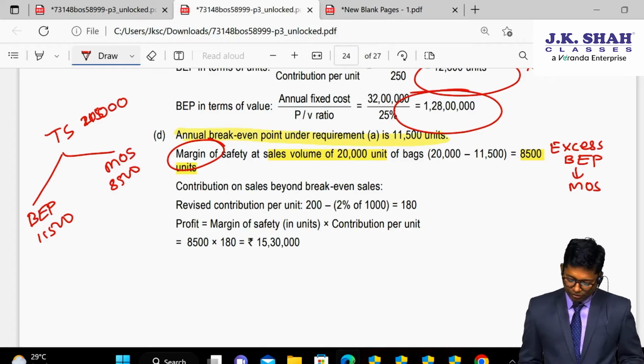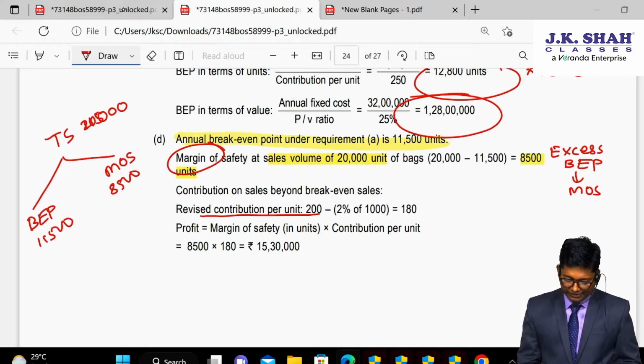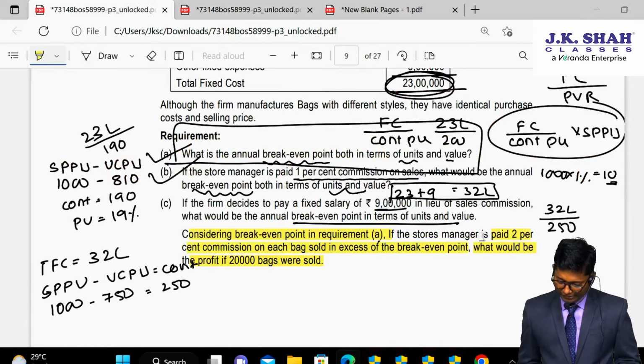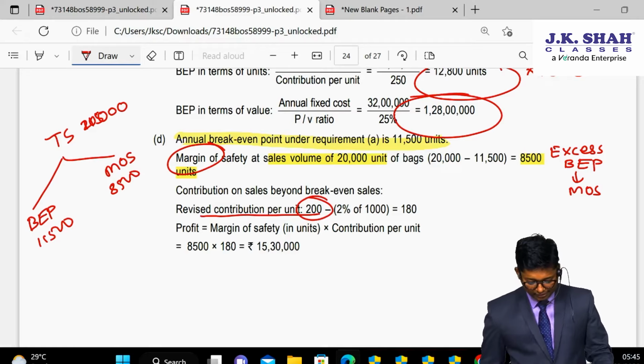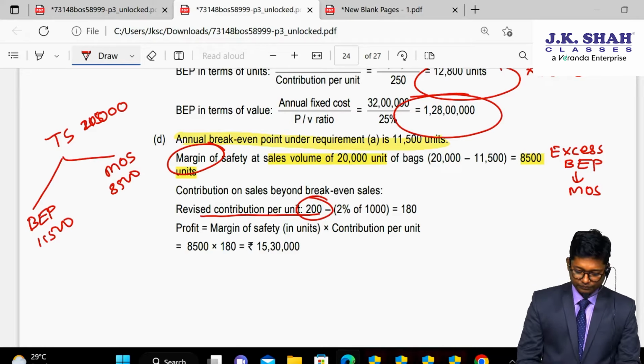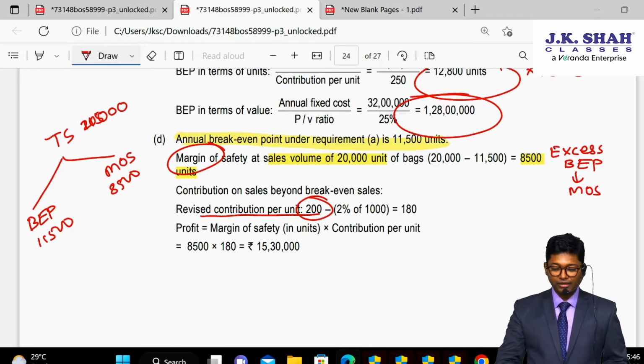Contribution on sales beyond break even, if you want to calculate, revised contribution per unit is 200. 2% is the rate of his commission, and 2% of selling price means 1000 into 2%. His commission would be calculated like this. Now 1000 into 2% is 2000 rupees, and in that case, if you want to calculate the revised contribution, your contribution would further reduce, correct?